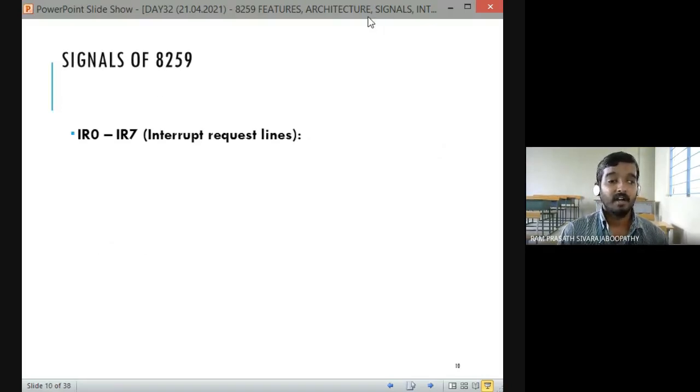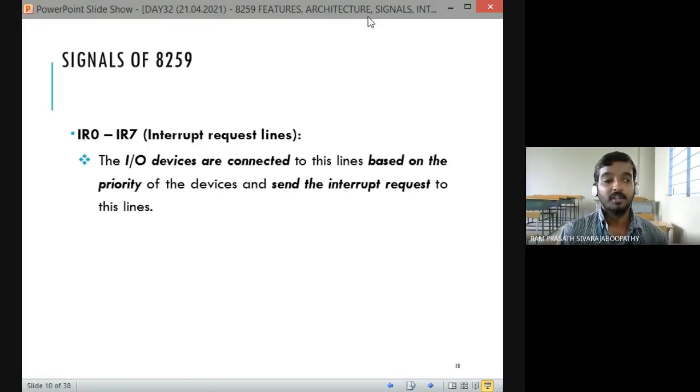Next, IR0 to IR7, the interrupt request lines. Already I have told you, IO devices are connected to these lines based on the priority of the device and send the interrupt request to this line. Fine. So based upon the device priority, you have to connect. By default, which interrupt is going to have the highest priority here? In 8259, by default, which is going to have the highest priority? Yes, very good. IR0, which has the highest priority.